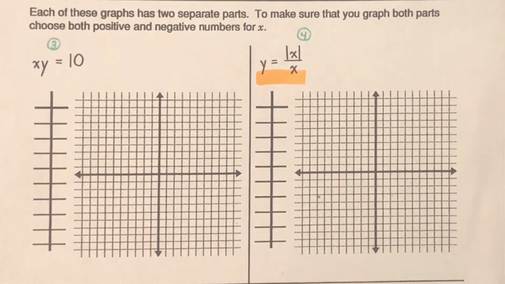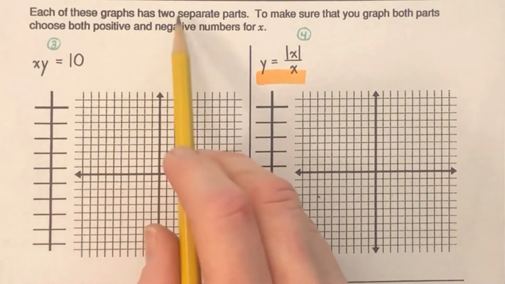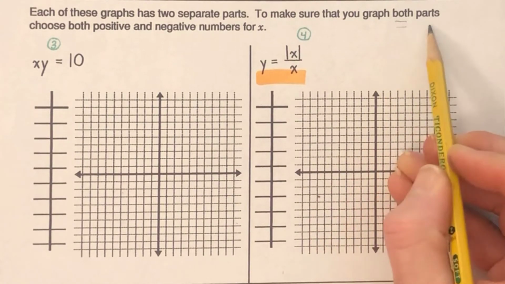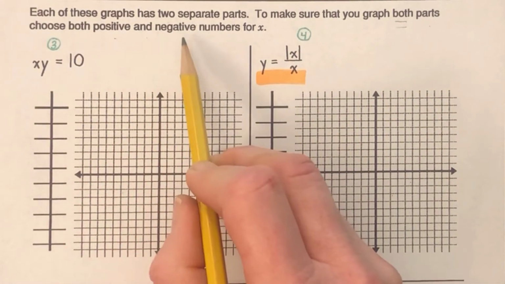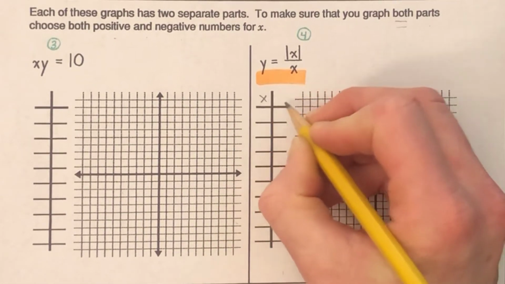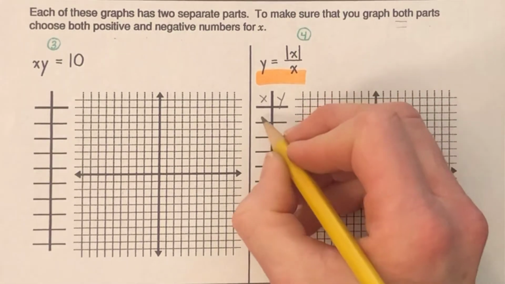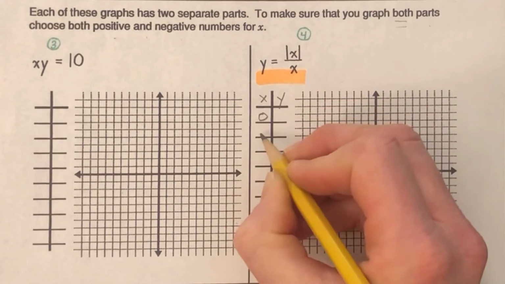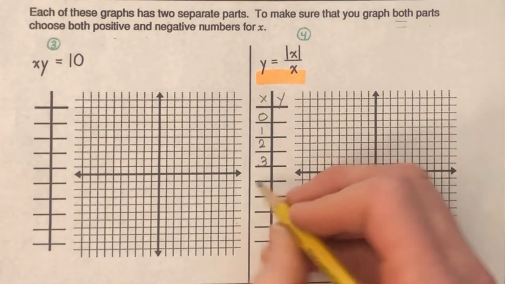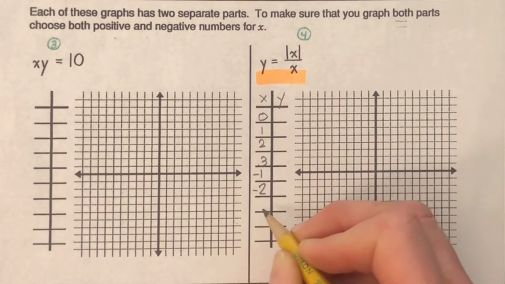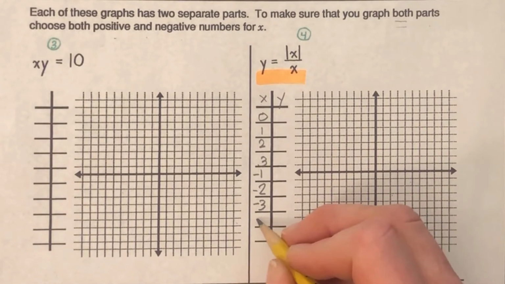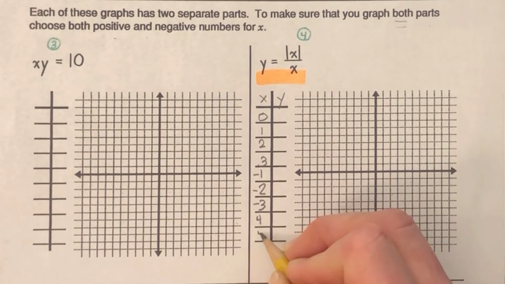Let's be careful with the directions. Each of these graphs has two separate parts. To make sure that you graph both parts, choose both positive and negative numbers for x. I always like to start with 0. We'll do 1, 2, 3, and then I will do negative 1, negative 2, negative 3. How about I do 4 and negative 4.